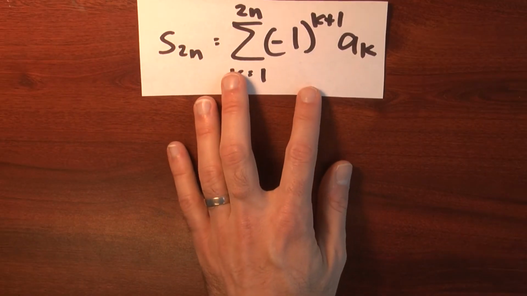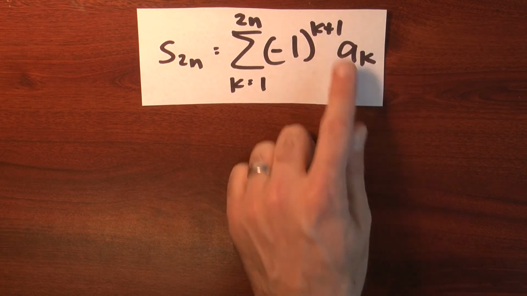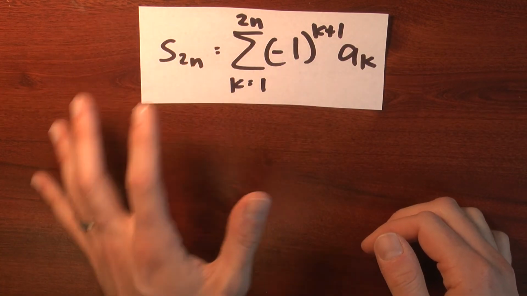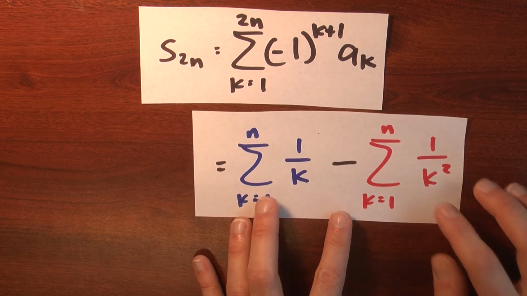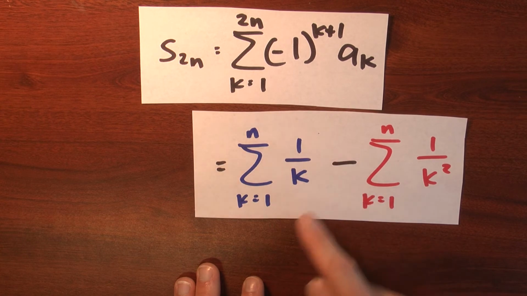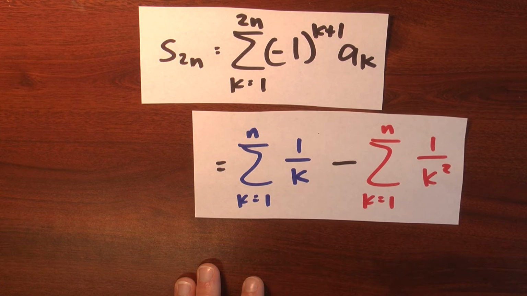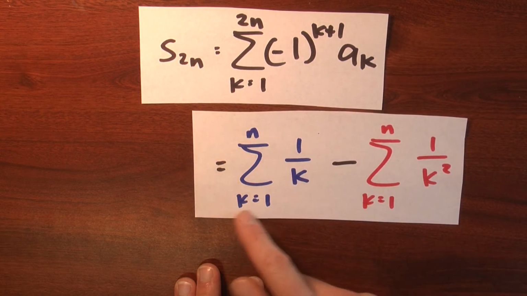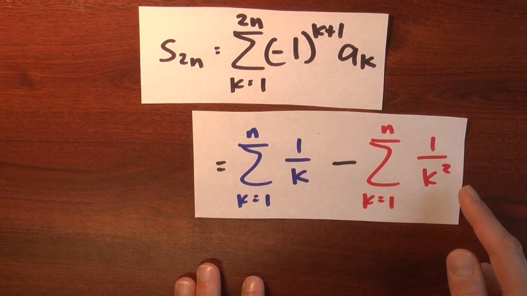So I want to look at the sequence of partial sums s sub 2n. The sum k goes from 1 to 2n of (-1) to the k plus 1 times a sub k. Now the whole thing about this series is that it's weaving together the harmonic series and a p series with p equals 2. So this partial sum can be written like this. The odd terms are the harmonic series, and the even terms are giving me this p series with p equals 2. The odd terms are positive and the even terms are negative. So this partial sum is the sum k goes from 1 to n of 1 over k minus the sum k goes from 1 to n of 1 over k squared.